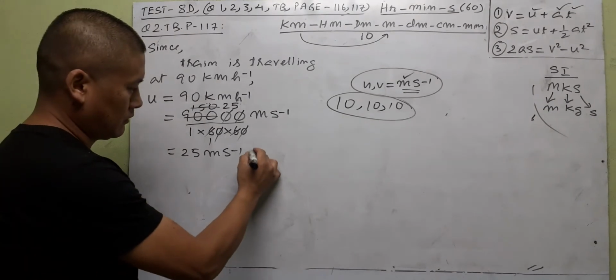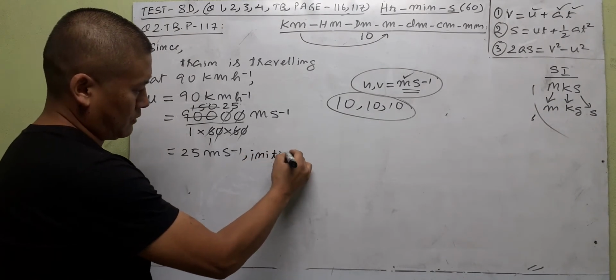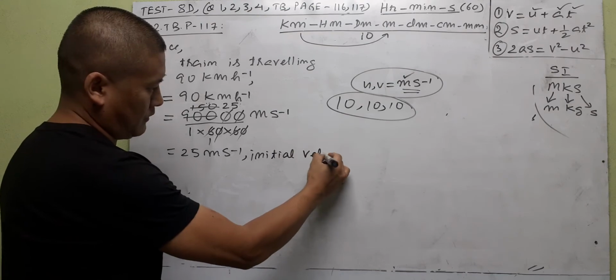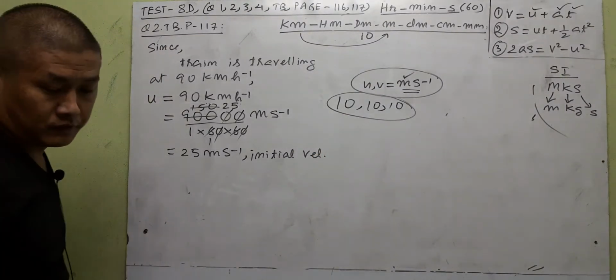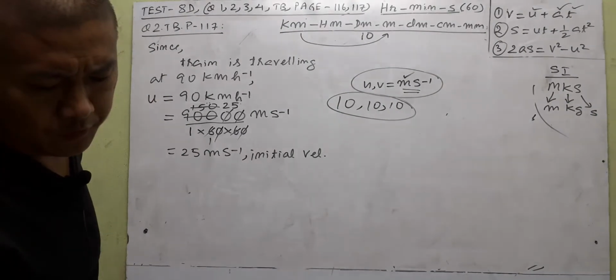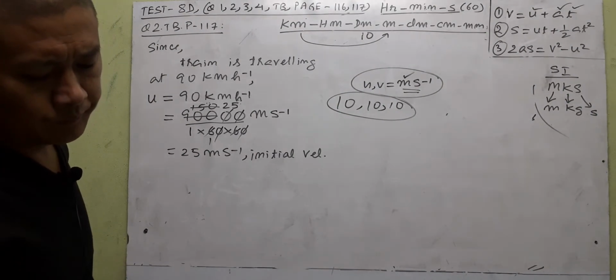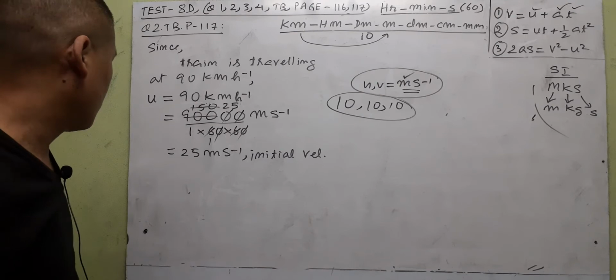So this is your initial velocity. Okay. Now next part of the question, let us read. Brakes are applied so as to produce a uniform acceleration of minus 0.5 meter per second square. So you write that.